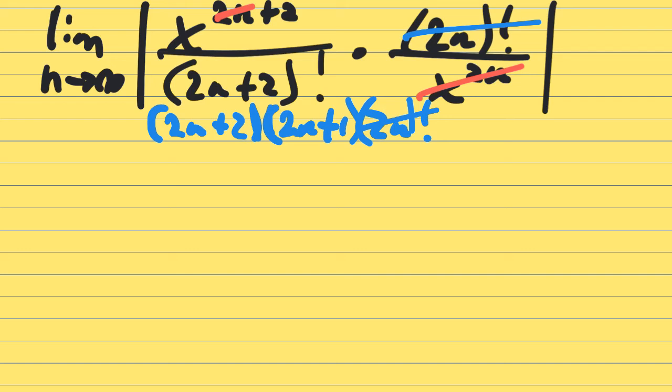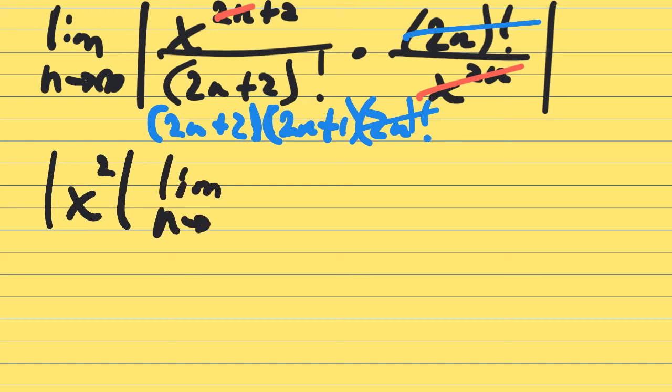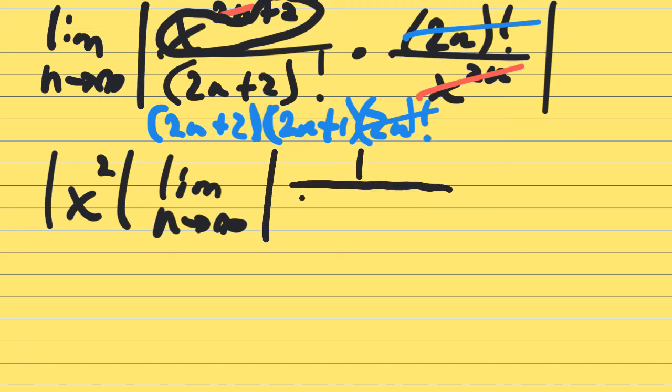Okay, now this x squared that still remains in the upper left, I'm going to go ahead and take it out. That's this part. There was still an x squared remaining. Again, the limit is depending on the n, so you can take that x out. What remains now after that 2n factorial cancellation is 1 over 2n plus 2 times 2n plus 1.